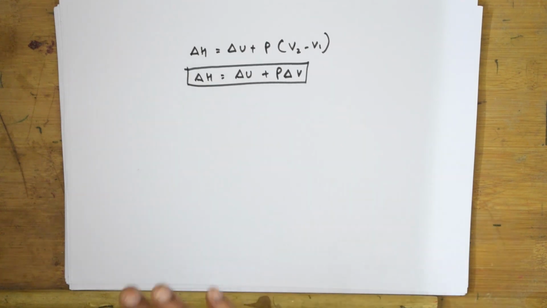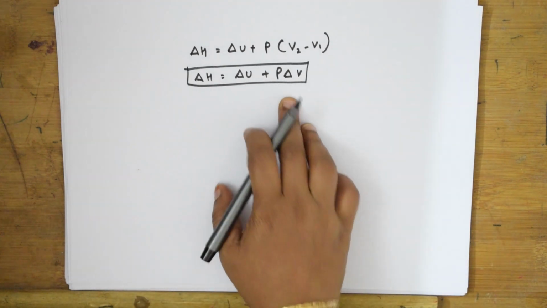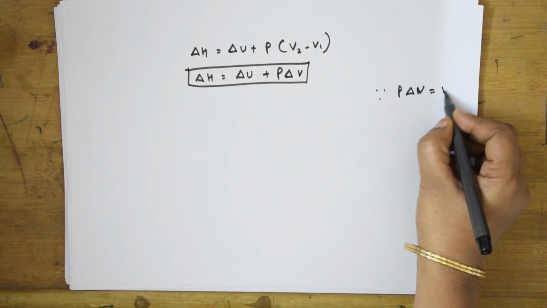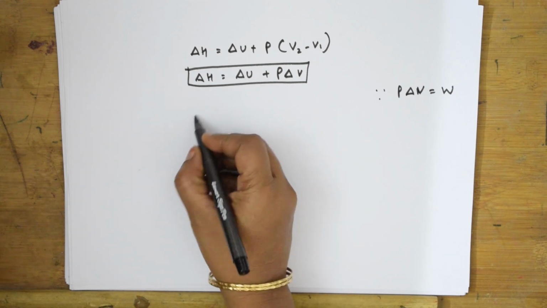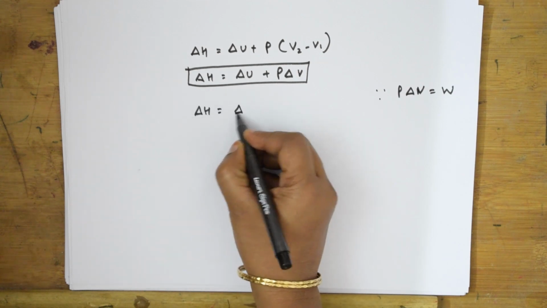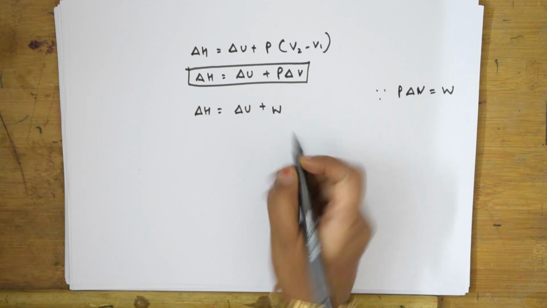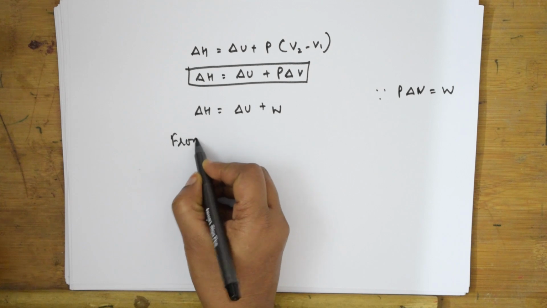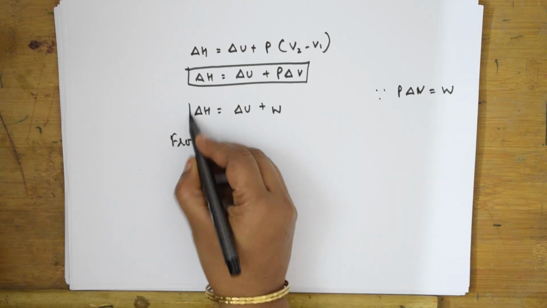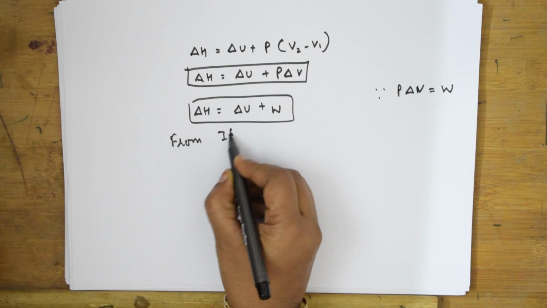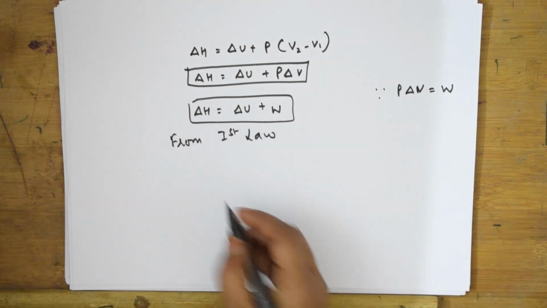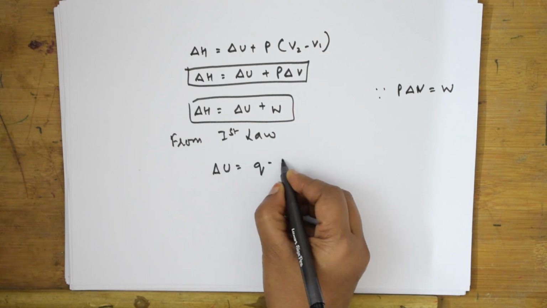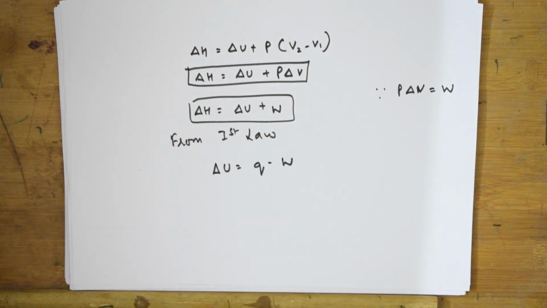Now when I take the same thing, what did we learn? P delta V is nothing but work done, isn't it? So this is W. Let us substitute the value of W in this case. This becomes delta H is equal to delta U plus W. So what have we learned? We have already learned from the first law, because we have a part of it in the first law, isn't it? What did we learn? We said delta U, the change in internal energy, is equal to Q minus W, isn't it? This is what we have.